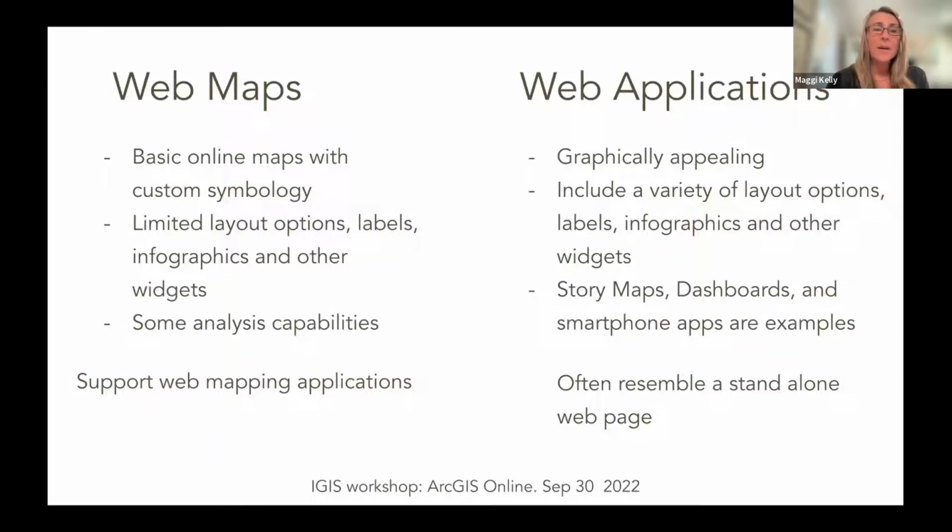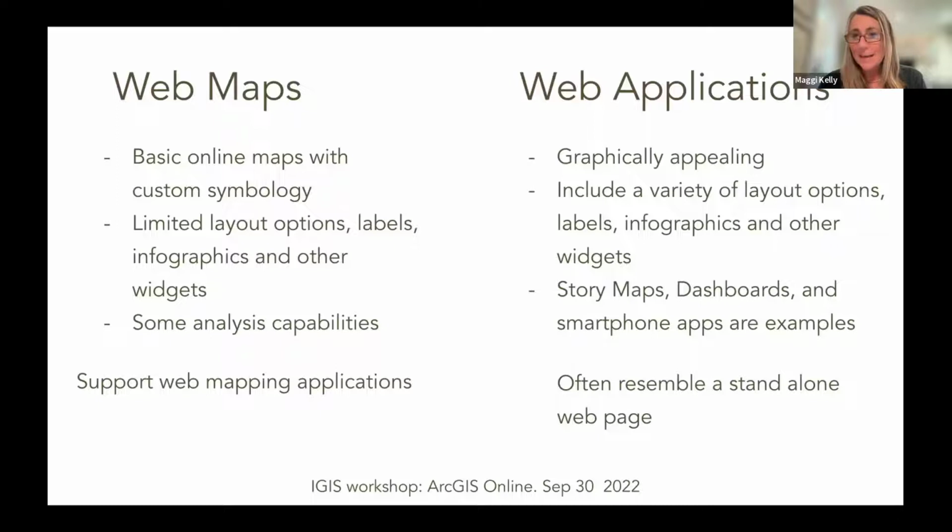So web maps are basic online maps with custom symbology. You can, as the creator, limit the layout options. You can sort of control all of the features that are included in the web map. There are some analytical capacities that ArcGIS Online makes available to you.